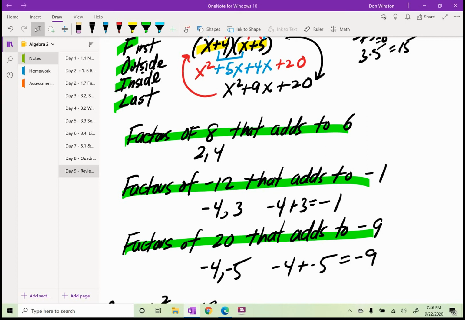And then lastly, if I said what are factors of 20 that add to negative 9, you would say, well, negative 4 and negative 5, because negative 4 plus negative 5 equals negative 9.